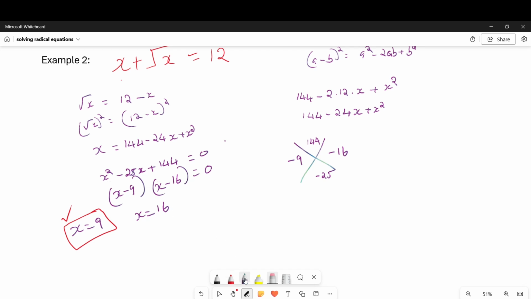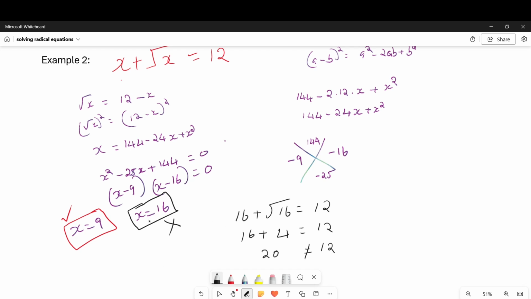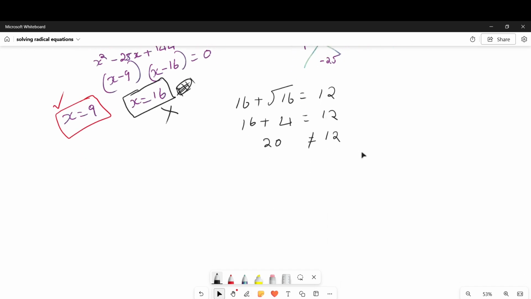Now we take the value x is equal to 16. 16 plus, what is root of 16? It is 4, equal to 12. So 16 plus 4 is 20. 20 is not equal to 12. So this x is equal to 16 value will not work in this equation. So we need to eliminate this value from our solution. The final solution is only x is equal to 9. This is the correct answer.